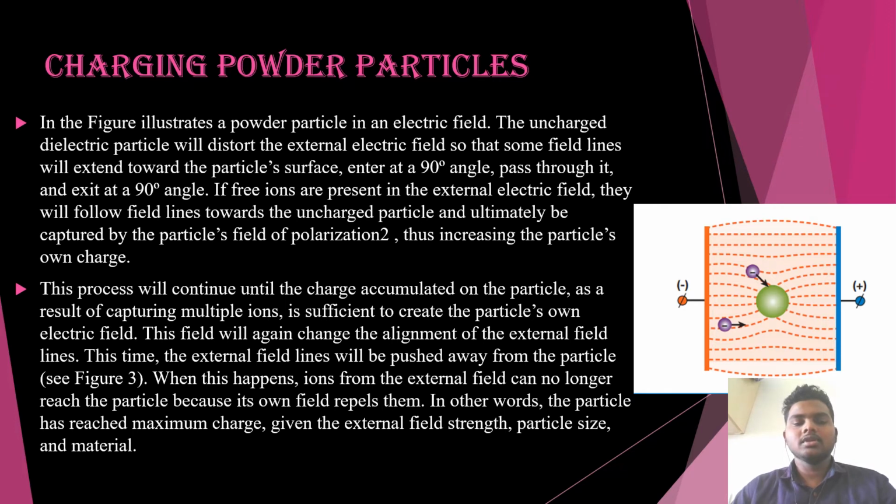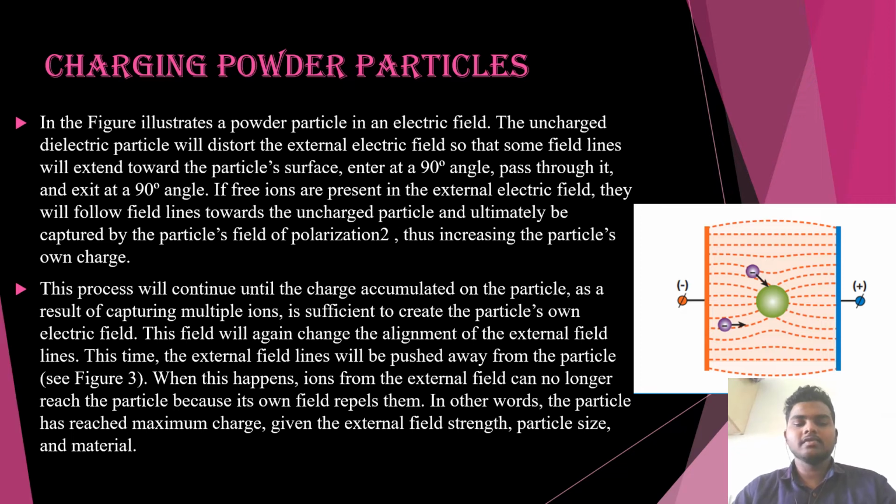This field will again charge the agent of the external field lines. This time, the external field lines will be pushed away from the particles. You can see in this figure. When this happens, ions from the external field can no longer reach the particle because its own field repels them. In other words, the particle has reached maximum charge gain.